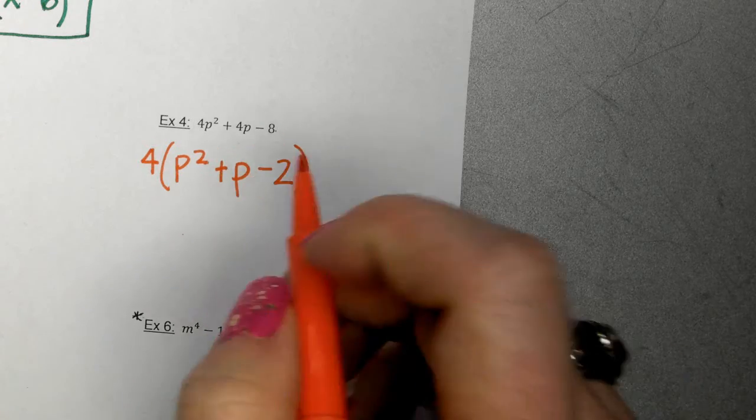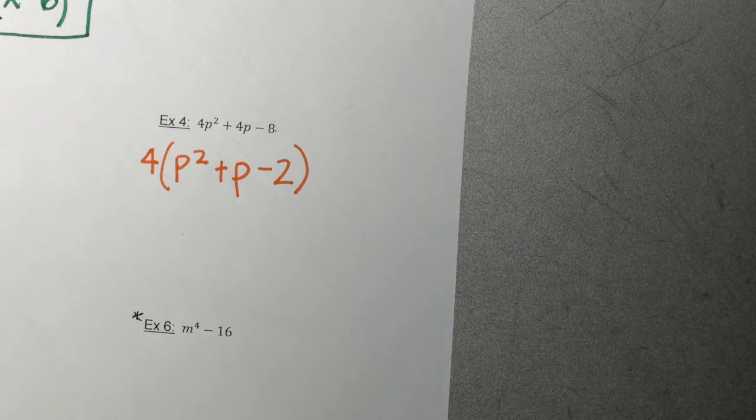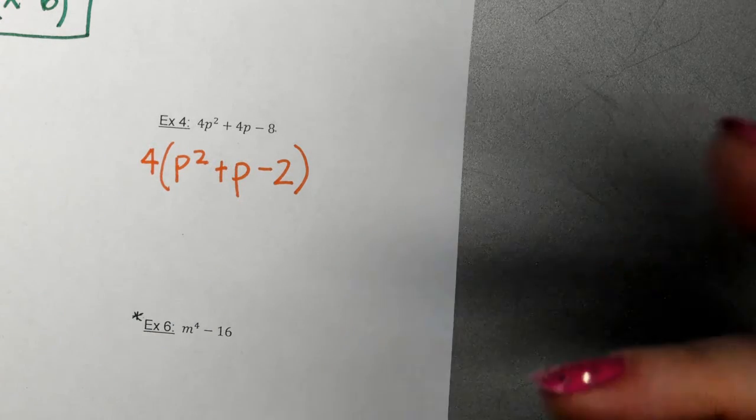Okay? So now we have to go to step 2. Is it a trinomial or difference of squares?